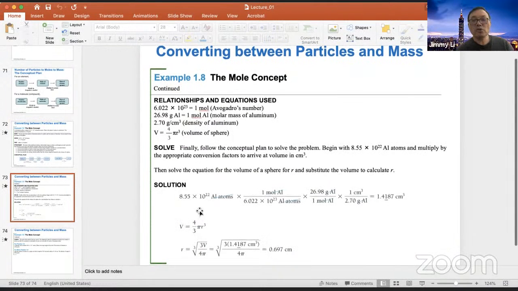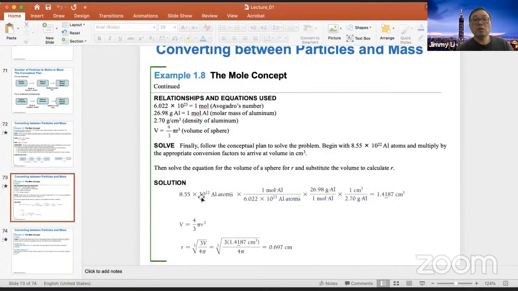Okay, here comes the solution. You end up with the grams here, then you divide by density. So you have a volume right here, 1.4187 cubic centimeters. Remember I mentioned that formula to you? This is a sphere. The volume of a spherical shape equals 4/3 pi r cubed, where r is the radius. So once you know the volume, you can plug in and solve for the radius. The radius is 0.697 centimeter.